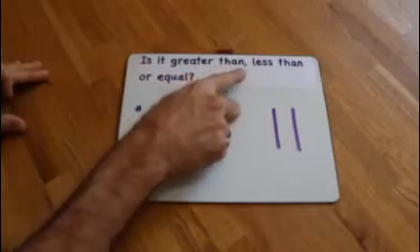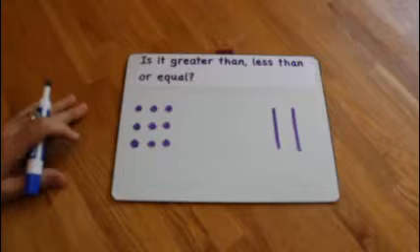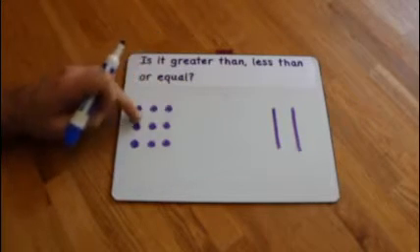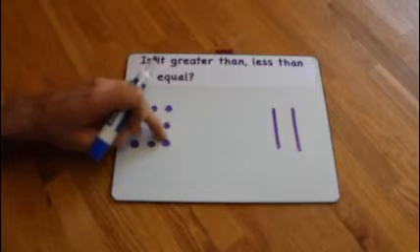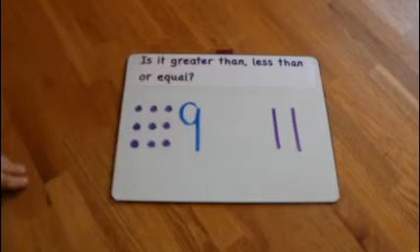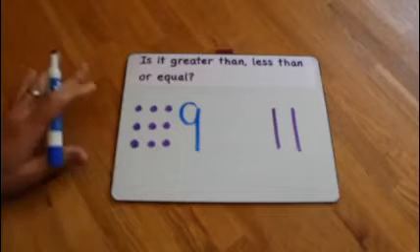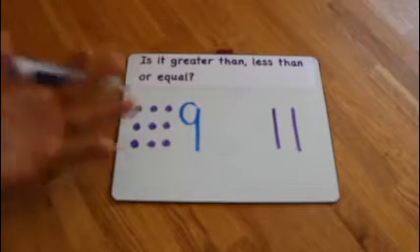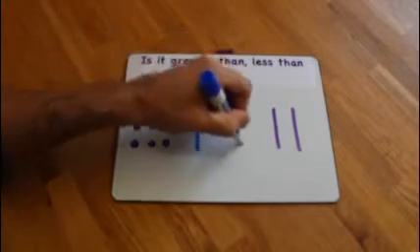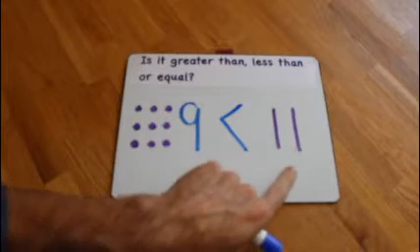Is it greater than, less than, or equal? Okay, we don't have two numbers to start, so let's get two numbers. How many dots do we see? 1, 2, 3, 4, 5, 6, 7, 8, 9. How do I write a 9? Circle and a line makes number 9. Now I ask, are they equal? No, they're not the same. So which one is bigger or greater? 11 is. So let's go ahead and eat it. And we read this as 9 is less than 11.